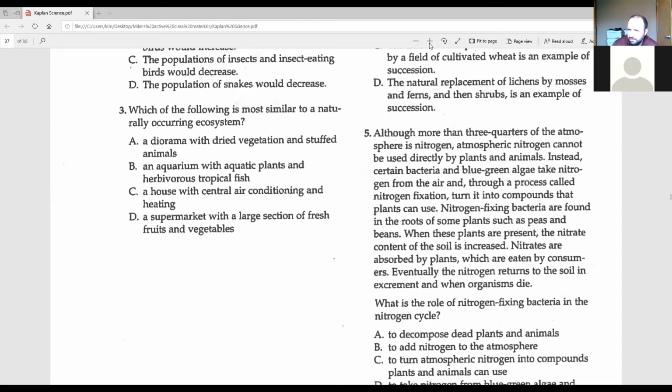Which of these following examples is most similar to a naturally occurring ecosystem? None of them are natural, so which is most similar? A, a diorama with dried vegetation and stuffed animals. B, an aquarium with aquatic plants and herbivorous tropical fish. I don't know if I've heard that word.